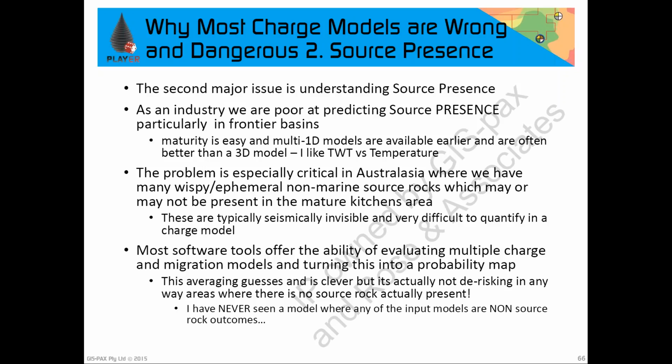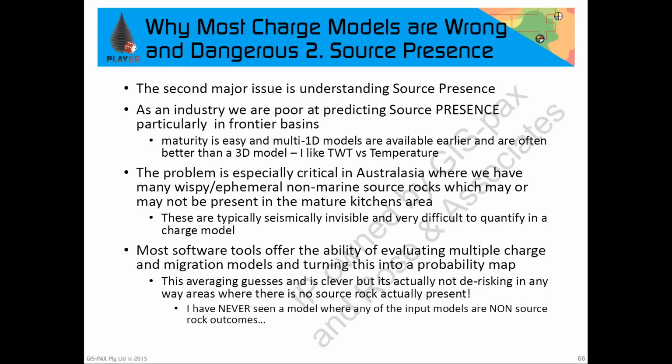But I work in a part of the planet where we have lots of wispy ephemeral source systems, typically non-marine and deltaic, and I don't know 20 kilometers away from a well that's drilled the source section whether it's still there or not. These are typically seismically invisible and very difficult to quantify in a charge model. So what I see typically is that when people run a charge model in these kind of settings, they'll vary the source rock in the kitchen. They'll have lacustrine and different thicknesses of source rocks, and they'll have deltaic and sort of woody and different types and different thicknesses. But they never ever run a model that doesn't have a source rock present.